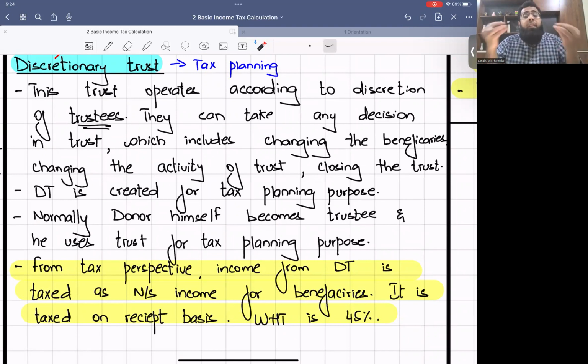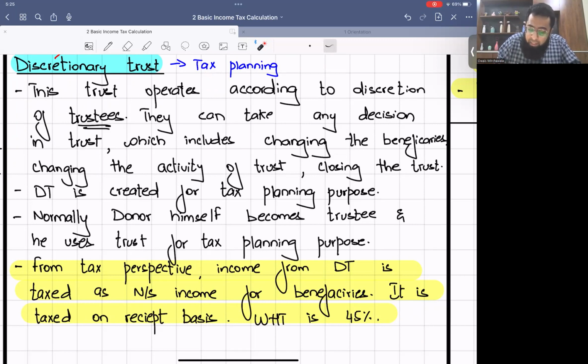The income which we receive from a discretionary trust, if we are the beneficiary, will be taxed as non-saving income. Number one, it will be taxed on a receipt basis. Receipt basis means the fiscal year, the tax year, in which you receive the income is the year it will be taxed as non-saving income. And the withholding tax, the advanced tax, is 45%.